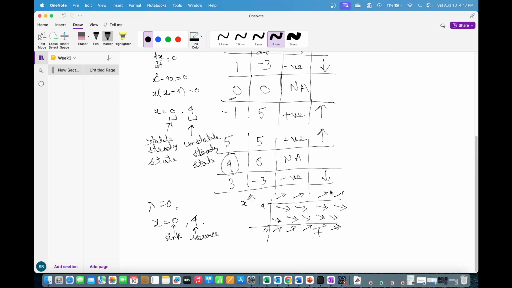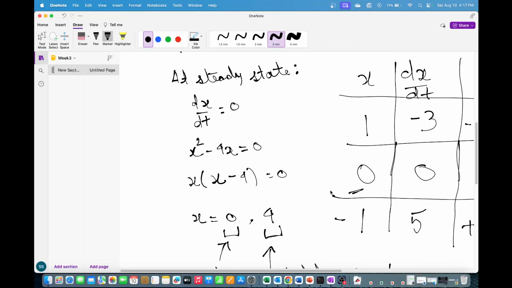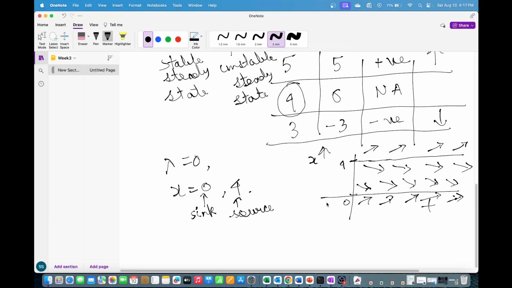These are just extra terms to help you get acquainted, but do not worry about this terminology. You need to know how the steady state is behaving in terms of the actual behavior. Is it converging, or is it diverging? That is the more important thing. So for lambda equal to 0, we have two steady states, at x equal to 0 and x equal to 4. Now let's take some other values of lambda.